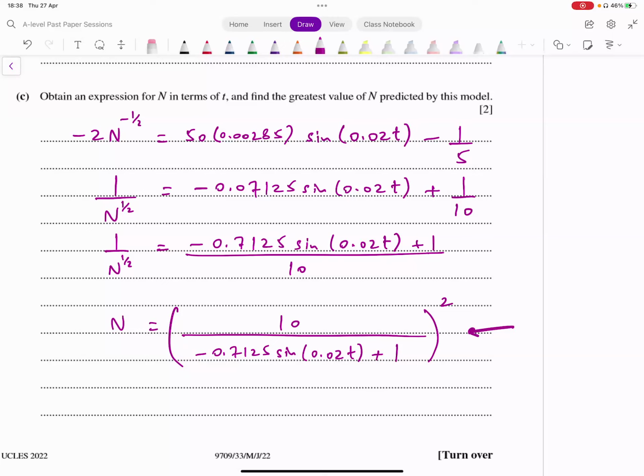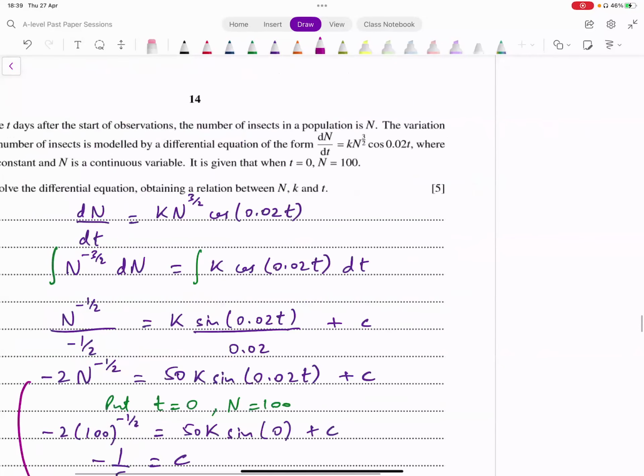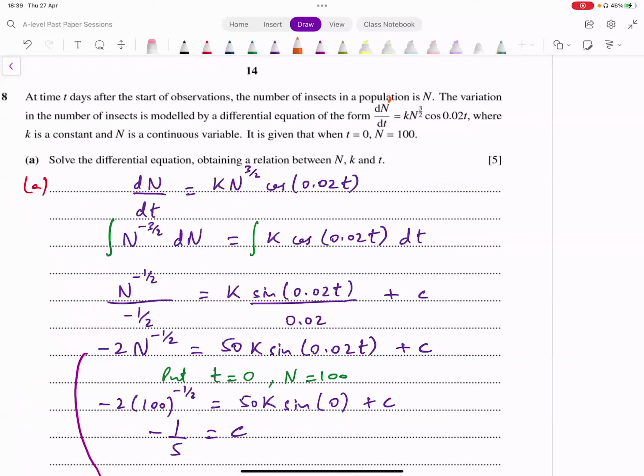इसके बाद वो कहता है find the greatest value of n predicted by this model. How do we do this now? The greatest value of n predicted by this model. Okay, अब देखें मैक्सिमम वैल्यू ऑफ n फाइंड करनी है. इसका एक तरीका तो ये हो सकता है कि ऊपर आपके पास डेरिवेटिव है, डेरिवेटिव को हम 0 इनपुट कर दें, उससे ये पूरी चीज 0 से इक्वल हो जाएगी.